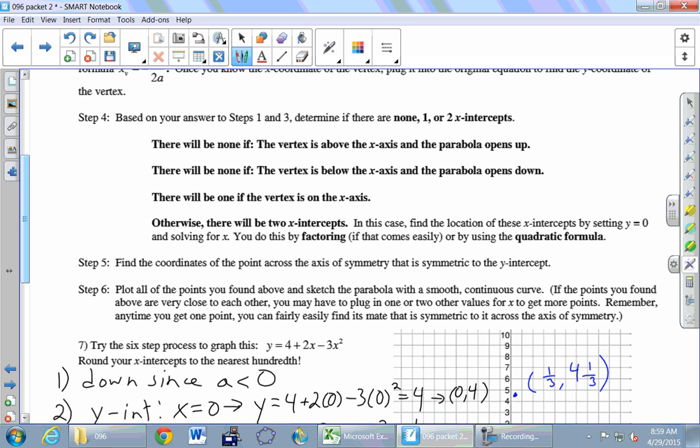This is about finding x-intercepts. If the vertex is below the x-axis and opens down, there will be no x-intercepts. If the vertex happens to be on the x-axis, how many x-intercepts will you see? Just 1. But anything else, like this case right here, you will get 2. So you pause for a moment, you do this analysis, and it could be you don't have any x-intercepts to find. So again, don't spend your time looking for them.